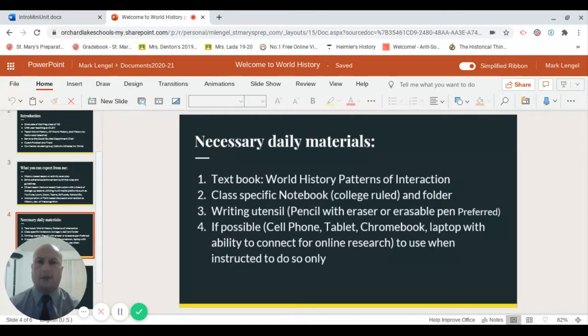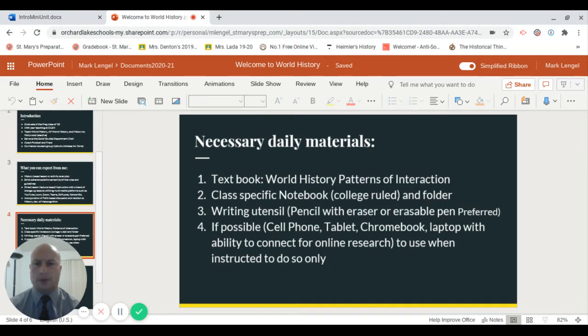You also need a dedicated folder for the class, because anything that I hand out, any extracurricular readings that I'll be setting out there, any suggested readings, things of that nature would need to be stored in that folder along with the syllabus and other necessary materials.